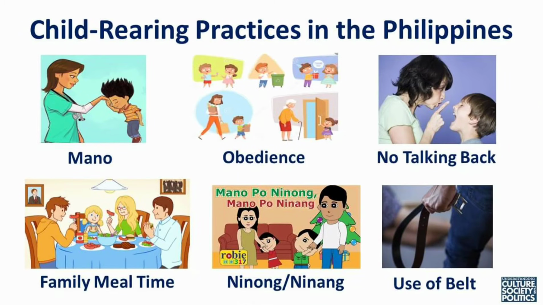When it comes to child rearing practices in the Philippines, Filipino children are brought up to be respectful to elders. And some of the common practices are the following. First one, mano po, and the use of po and opo are taught to children. Next one, obedience to parents and elders is also inculcated in the minds of children, as well as not talking back to the elders. Another one is meal time, which is considered to be a family time, especially dinner.